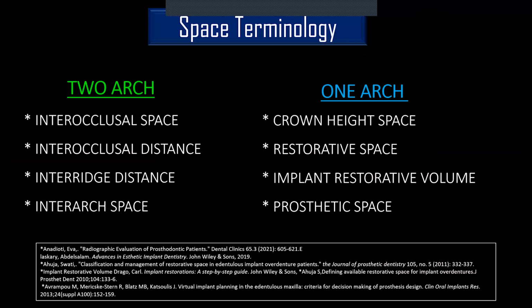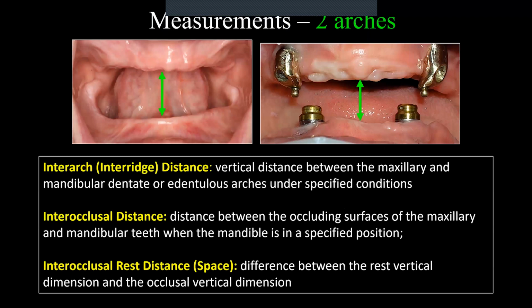We separated them into talking about two arches at once or one arch. The terms used in the literature when talking about two arches are interocclusal space distance, inter-ridge distance, and inter-arch space. Then we have terms for just a single arch: crown-to-height space or crown-to-implant ratio, restorative space, implant restorative volume, or prosthetic space. If we go into the two arches, the inter-arch distance is just between the maxillary and mandibular dentate or edentulous arches. Interocclusal distance is between the occluding surfaces.